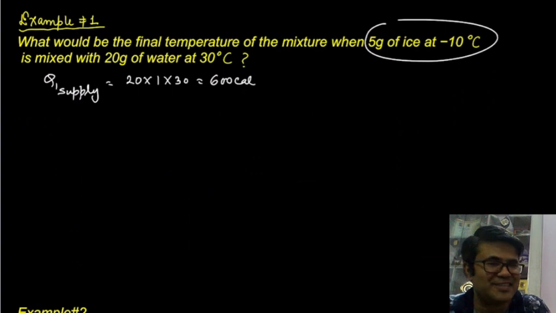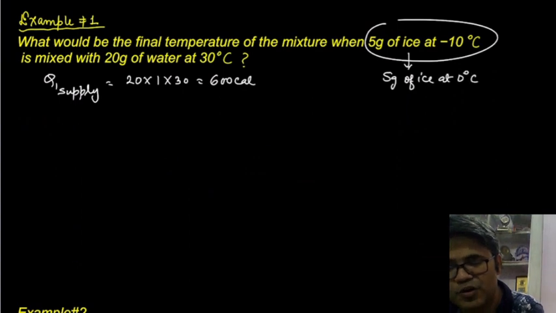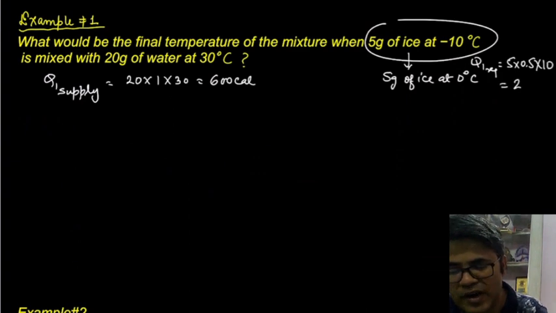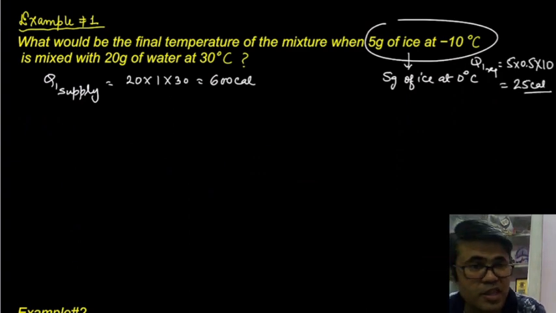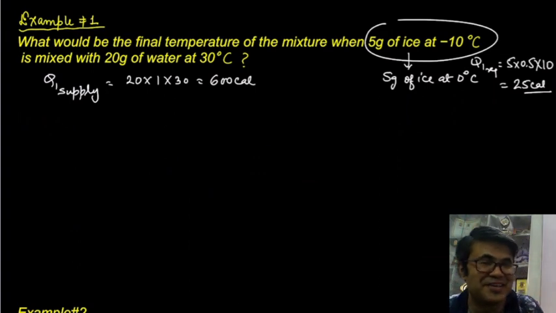Now you have 5 gram of ice at minus 10. So first, convert this 5 gram of ice at minus 10 to 0 degrees. Here the amount of heat required, Q1 required. How much is required? That is 5 into specific heat 0.5 multiplied by the temperature change, that is 10. So you are left with 25 calorie. So you have a giver who can give 600 calorie, and what is the demand? Demand is only 25, so demand should be raised.